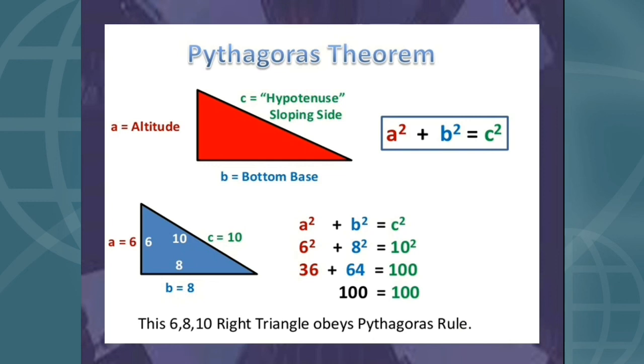So, if we substitute all those values into the Pythagorean Theorem formula, the equation of A squared plus B squared is equal to C squared, we get: 6 times 6 or 6 squared is equal to 36 plus 8 times 8 is equal to 64, then 10 times 10 or 10 squared is equal to 100. So, 36 plus 64 is equal to 100 and bring down 100. As we observe, that's equal. Okay? So, this 6, 8, 10 right triangle obeys the Pythagoras rule. Okay? So, that's it.